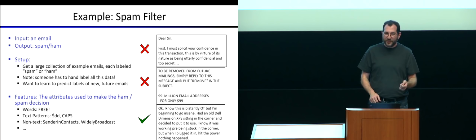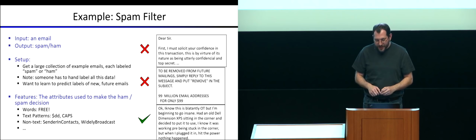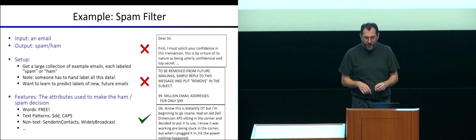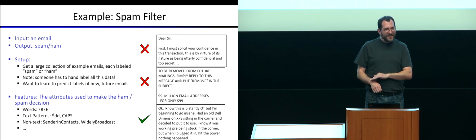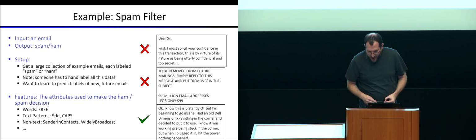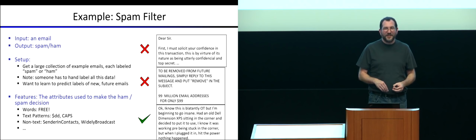So the basic features in a task like spam detection are the words. And so there are going to be some words that are big giveaways that we have spam on our hands. So probably something about only $99, that's probably a sign of spam. But it's not like those words couldn't occur in ham. Or "utterly confidential and top secret." That phrase is probably a bad sign, but it's not like that couldn't occur.